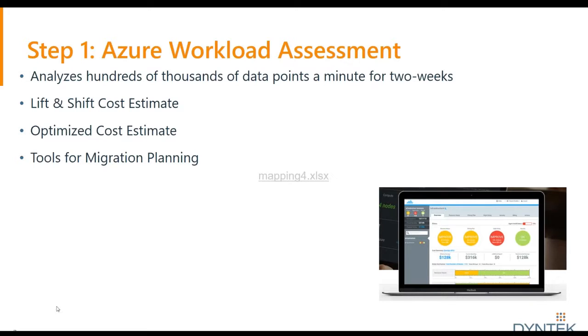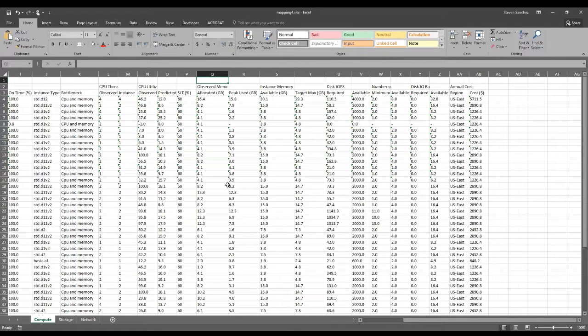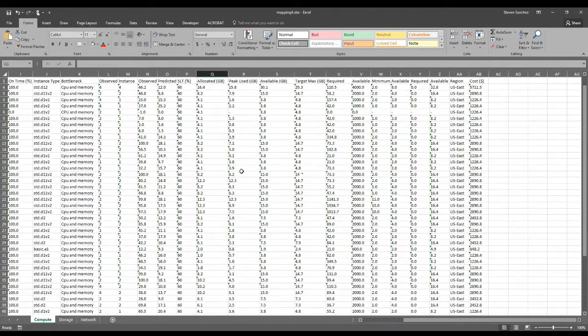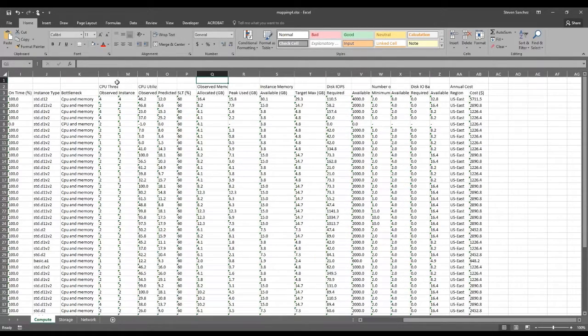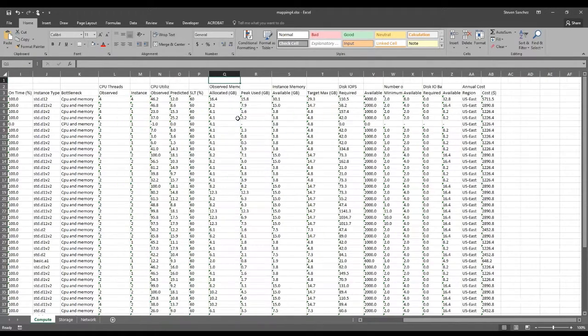And then we provide you with the tools for migration planning. And that mapping that I'm talking about, where we look at those hundreds of thousands of data points a minute for the minimum 2-week period, looks like this. This is the raw data from one of those analyses. And again, we're looking at CPU threads, CPU utilization, observed memory, peak usage, everything you could possibly imagine from an analysis capability on a server and from a server and storage capability. So very important for us to look at that.